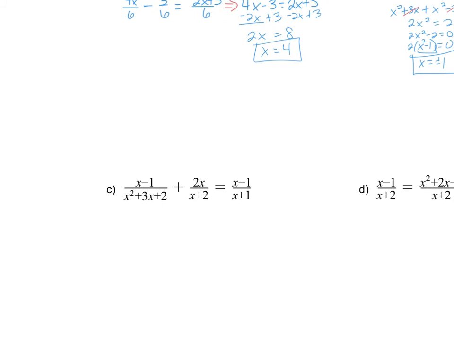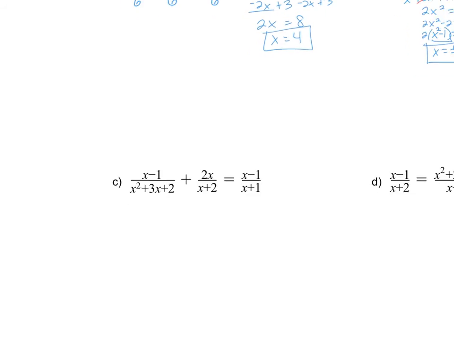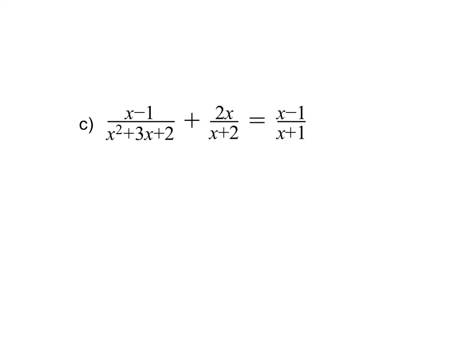Okay, I only have 2 more left to do. So let's start by factoring this one. What adds to be 3 and multiplies to be 2? Well, that would be 2 and 1. So it looks like I need to multiply this one by x plus 1 and this one by x plus 2.